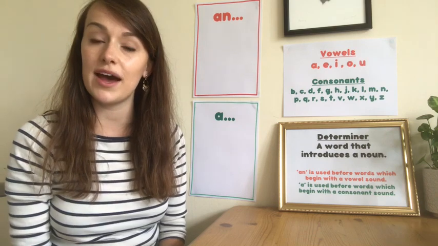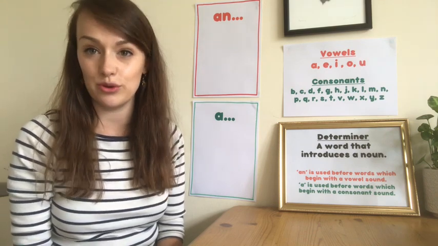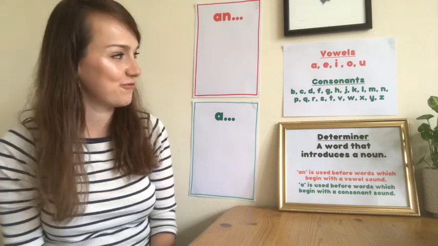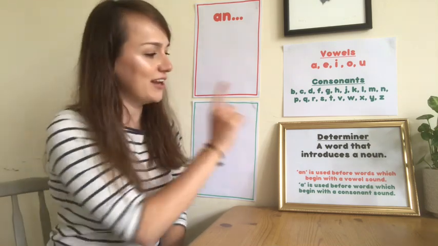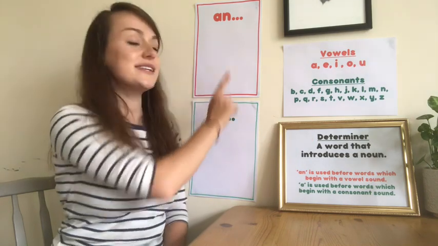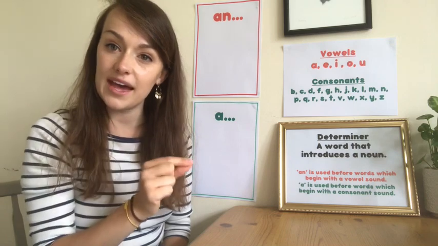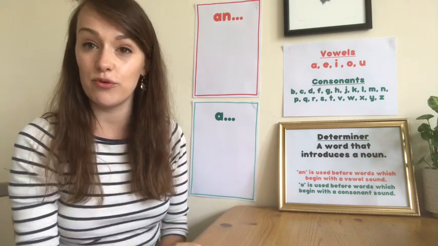So if you remember, a vowel is A, E, I, O, U. I remember that from primary school myself. Okay, so let's go back to what we're learning about today. We're learning about an and a. We need to know, when do we use an and when do we use a before a noun?